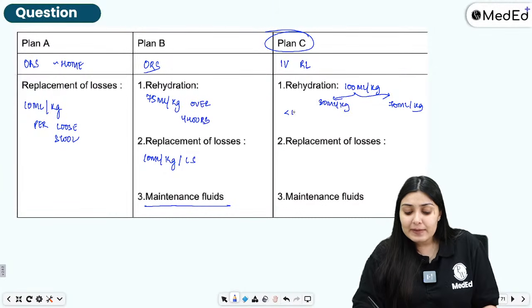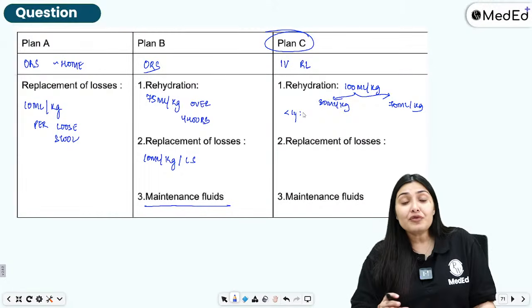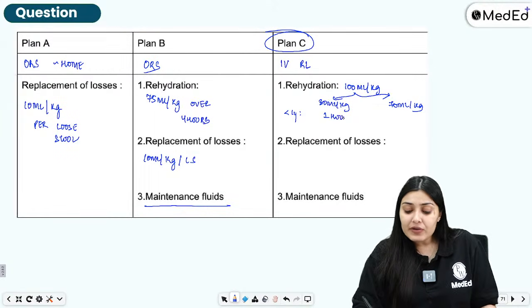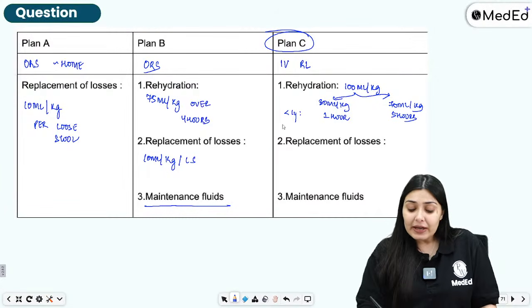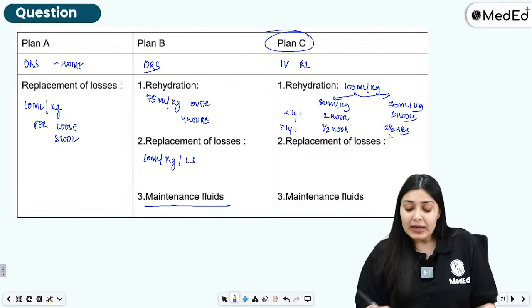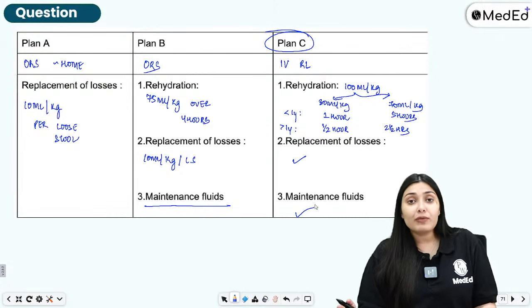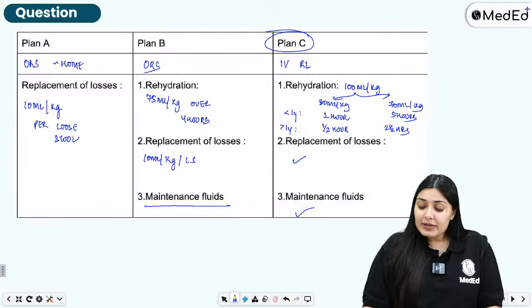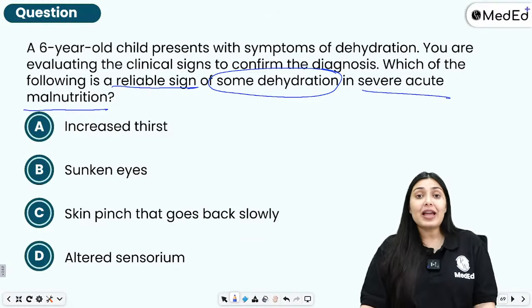If the child is very small, less than 1 year, then I have to give rehydration very slowly. So initially over 1 hour you give this 30 ml per kg, then over 5 hours you give this 70 ml per kg. If the child is above 1 year of age, then half of that. In 30 minutes you give this 30 ml per kg, and in 2.5 hours you give 70 ml per kg. And then replacement of losses and maintenance fluid will be as usual, right? So this is all about the dehydration assessment and management.